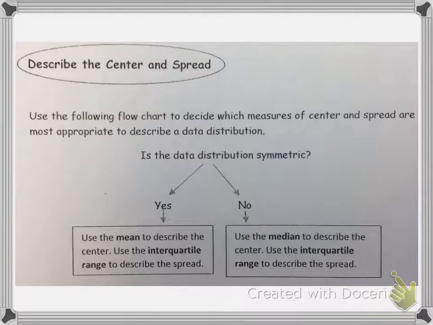So let's go to our next thing. We can describe the center and spread. We use the following flow chart to decide which measures of center and spread are most appropriate to describe a data distribution. So we ask ourselves, is the distribution symmetric? If yes, you are going to use the mean to describe the center and use the interquartile range to describe the spread. If your answer is no, it's not symmetric, we're going to use the median to describe the center and interquartile range to describe the spread. So no matter if it's symmetrical or not, we're always going to use interquartile range, but symmetry is going to tell us whether to use mean or median.